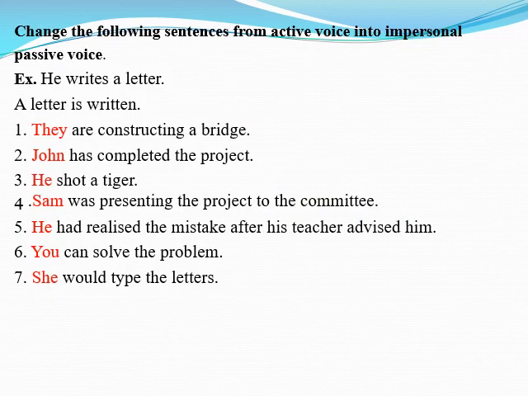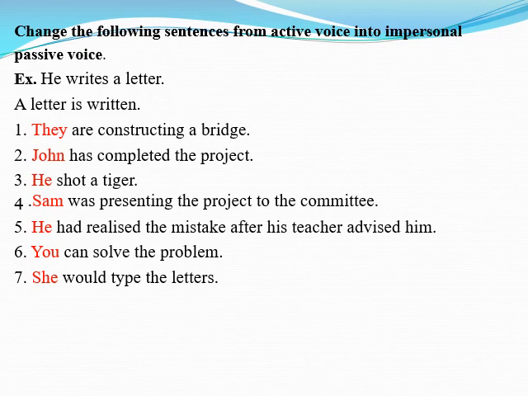Now, let us practice a few examples to change the sentence from active voice into impersonal passive. I repeat the steps that you have to follow when changing the sentence to the other voice. First step, you have to identify the subject, verb and the object. And the second step is decide the change that you have to make in the verb form.